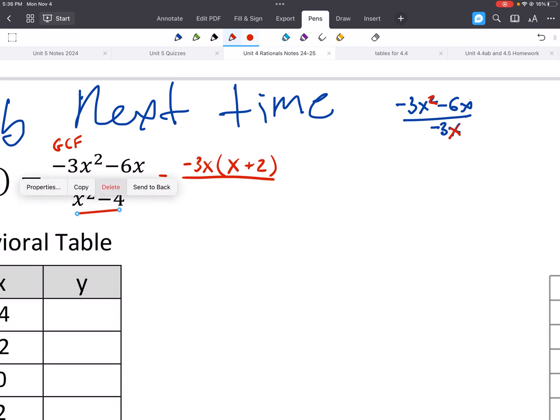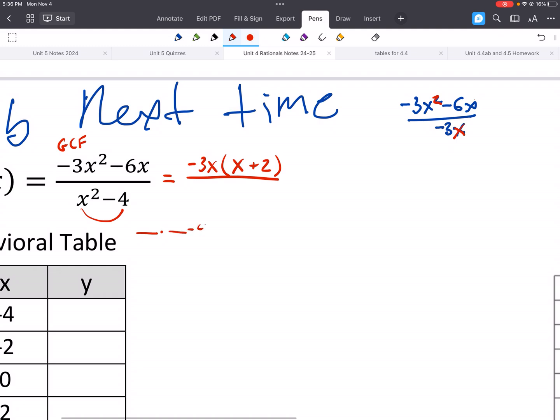On the bottom, this is factorable, like doing a puzzle. So what could multiply to negative 4 and could add to the middle term, which is 0? That would have to be something like 2 and negative 2. So x plus 2 and x minus 2. As you notice, these two can cancel, so that would give us a hole.